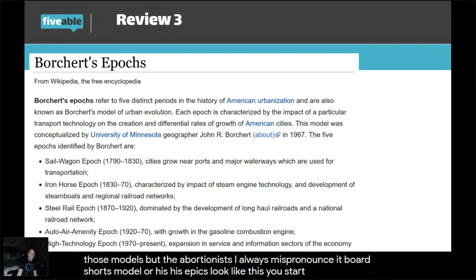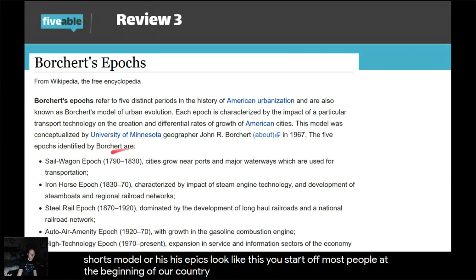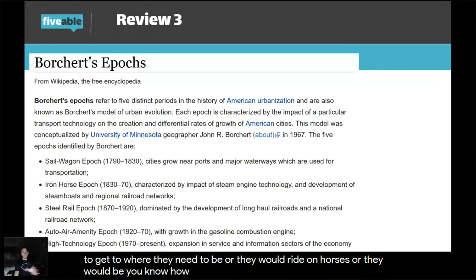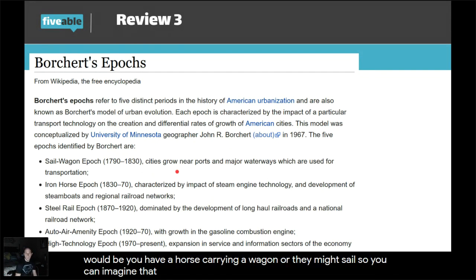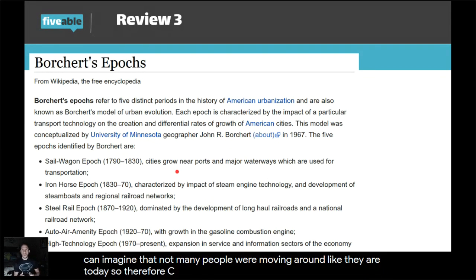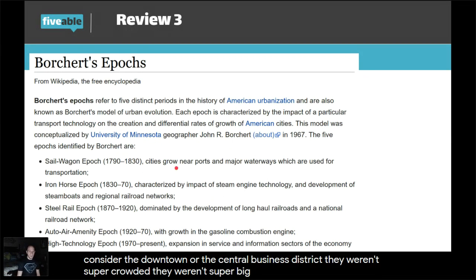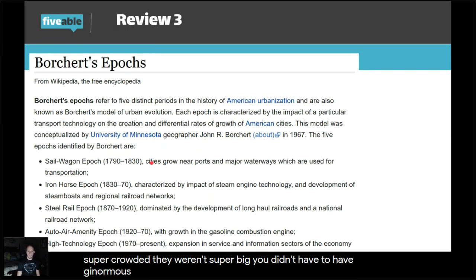You start off, most people at the beginning of our country in the 1700s were walking to get to where they needed to be, or they would ride on horses, or have a horse carry a wagon, or they might sail. So you can imagine that not many people were moving around like they are today. Therefore, cities usually just consisted of what we would now consider the downtown or the central business district. They weren't super crowded. They weren't super big. You didn't have to have ginormous cities because not a whole lot of people were going to move around so easily. It was a lot of work.